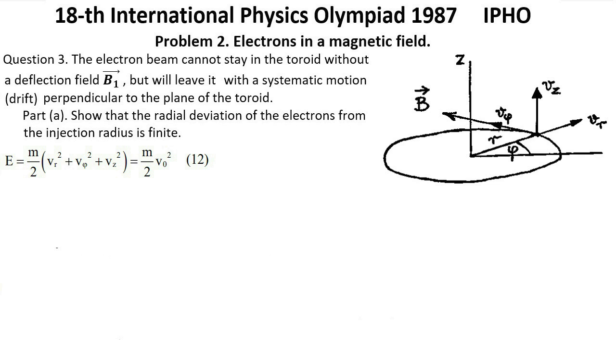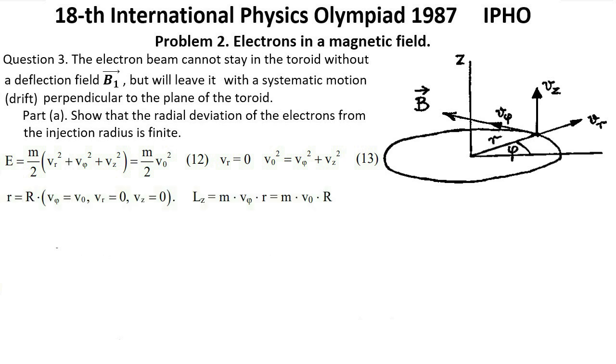In a static magnetic field the kinetic energy is conserved, thus E equal expression 12. The radial points of inversion of the electron are defined by the condition v r equals 0. Using equation 12 one obtains expression 13. Such an inversion point is obviously given by small r equal big R in cylindrical coordinates, v phi equal v0, v r equals 0 and v z equals 0.